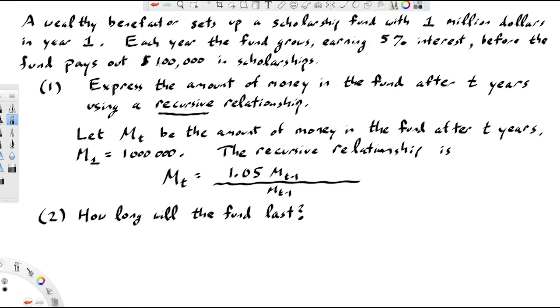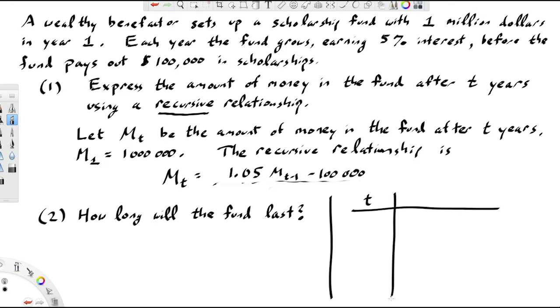But it's also paying out an absolute quantity of $100,000 every year. And so the recursive relationship, it's this function of the previous year, 1.05 times the amount of money the previous year, then subtracting $100,000 for the amount that goes into scholarships. And that's the function of m sub t minus 1 that describes the recursive relationship. Now, how can we use this? We can make a chart of what happens to the money over time.